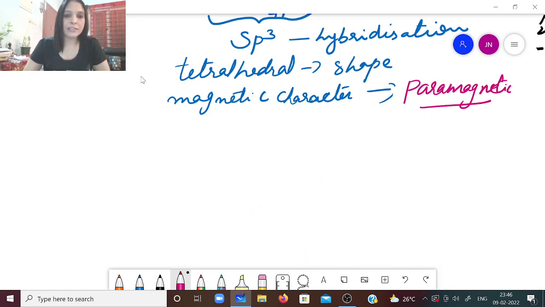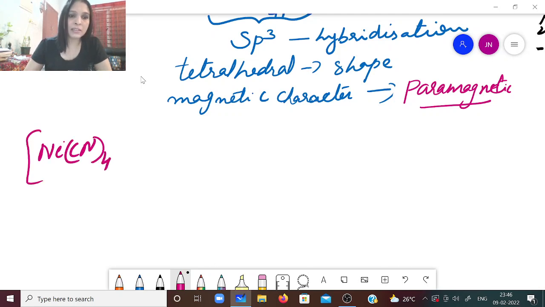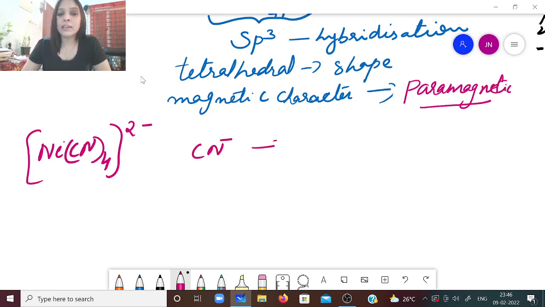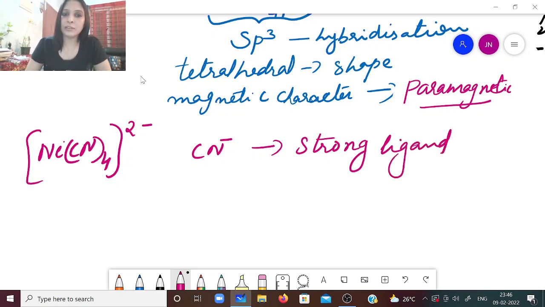Next, I will write another one, that is nickel. Another example, that is Ni(CN)4 2 minus, where CN is cyanide. What is the difference here from the last complex? The ligand has changed. That is, it is CN minus. And you should understand a very important thing: CN minus is a very strong ligand, a very strong ligand which can pair up the electrons. That is the difference.